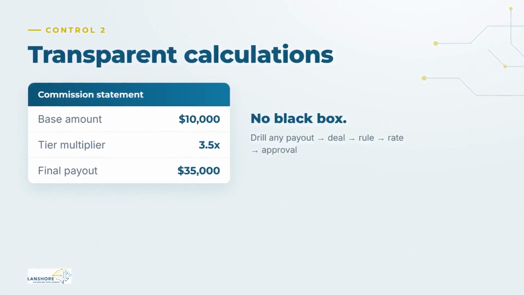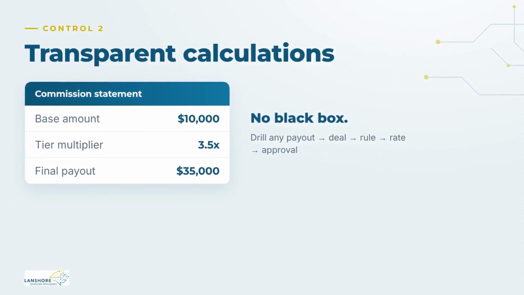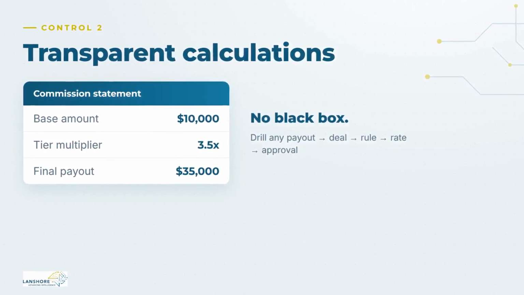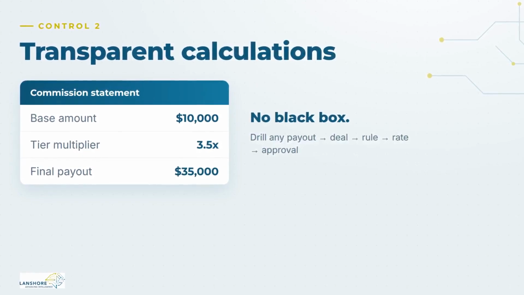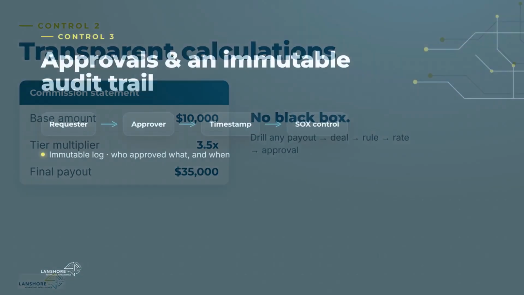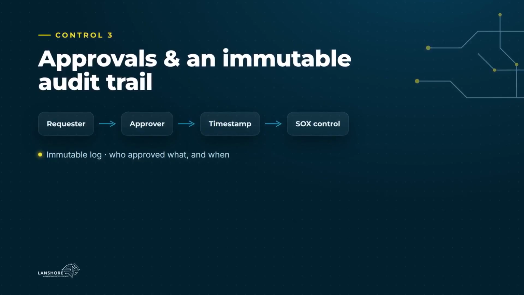A rep can click any figure and see the deal, the quota attainment, the tier, and the policy reference behind it. The transparency is what turns disputes into 2-minute conversations instead of week-long investigations, and it's a core piece of audit-ready compensation analytics. Step 3 is approvals and an immutable audit trail.